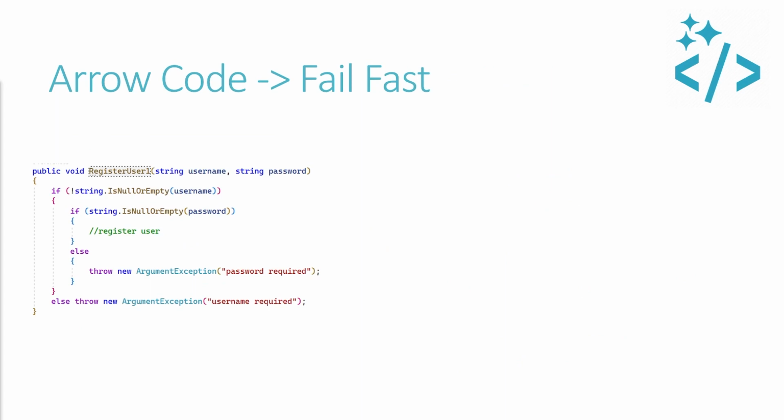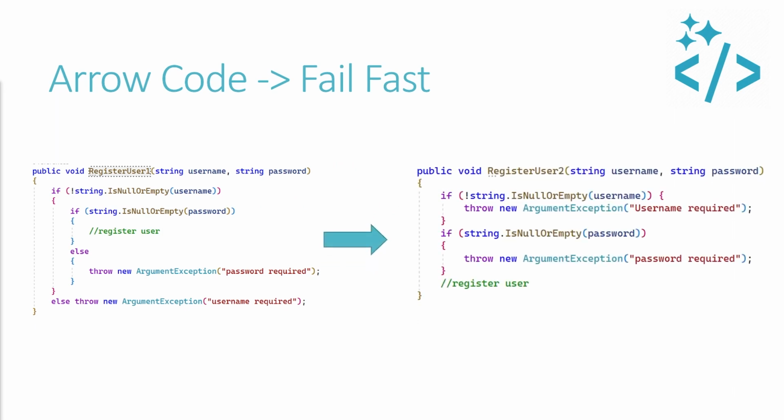Another thing we can do: for example, we have this method with some checking of the parameters. This doesn't look so good. To make this indentation much more readable, we can check these parameters at the start of the method, so we don't have this nesting here, and it looks a bit cleaner.